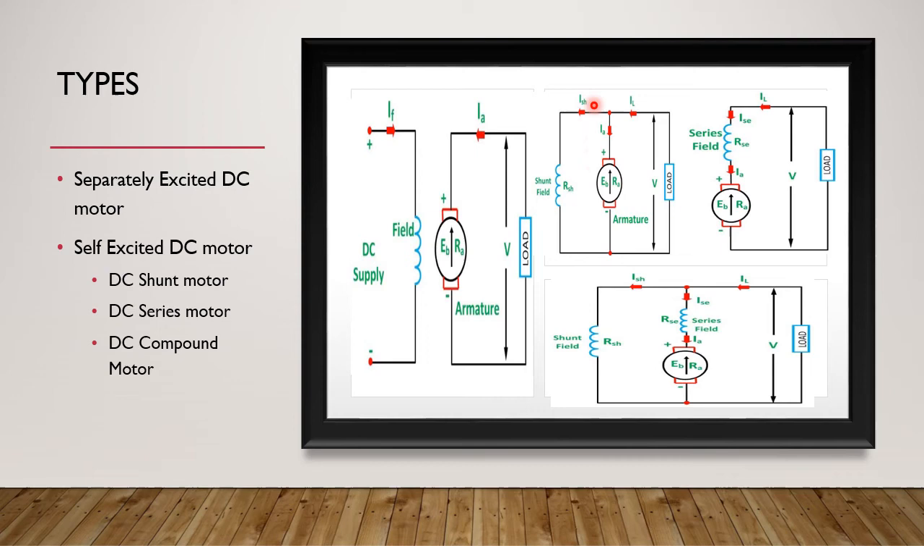So this is the armature, the field windings are in parallel, and here only we are giving the applied voltage. Here you see the direction. In this motor we are giving electrical input, so the direction is in this manner, electrical input to the armature. In a generator we are getting the electrical output, so the direction is opposite.